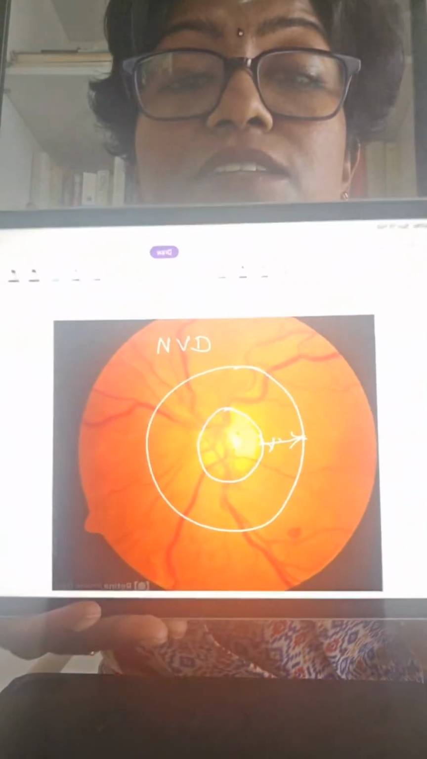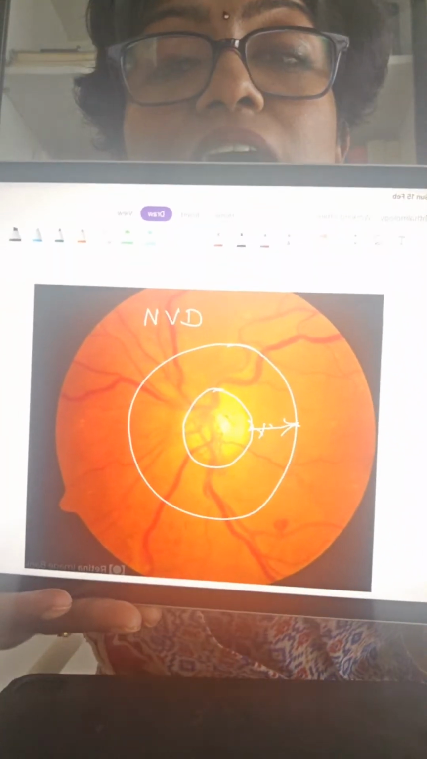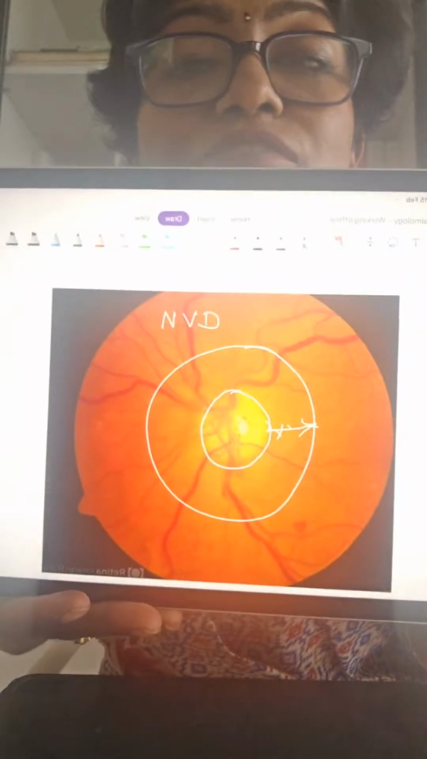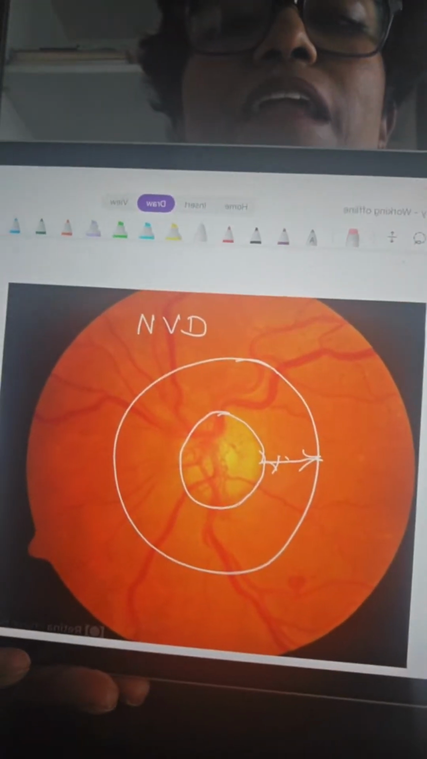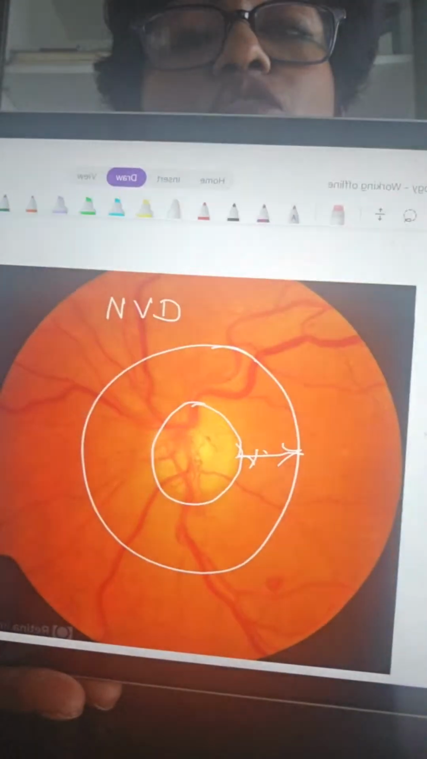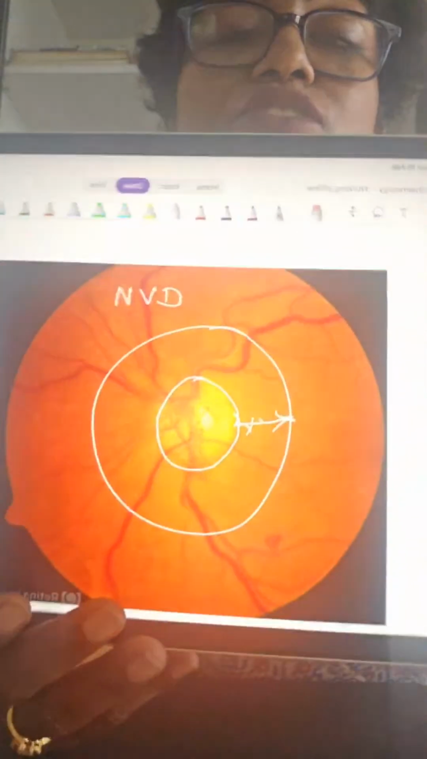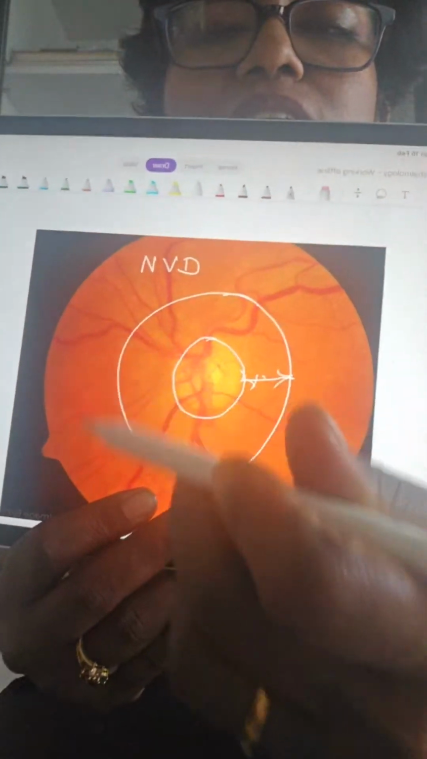NVD is a finding, right? So NVD is our clinical finding. So what is our diagnosis here? Our diagnosis would be proliferative diabetic retinopathy. In proliferative diabetic retinopathy, you'll get NVD, and you get neovascularization beyond this outer circle area.